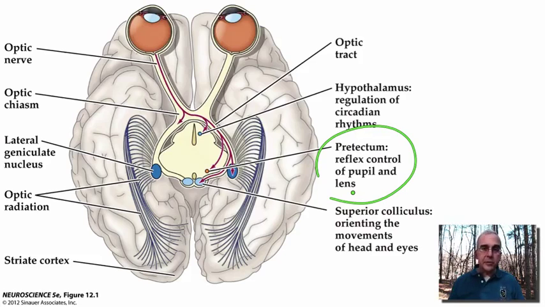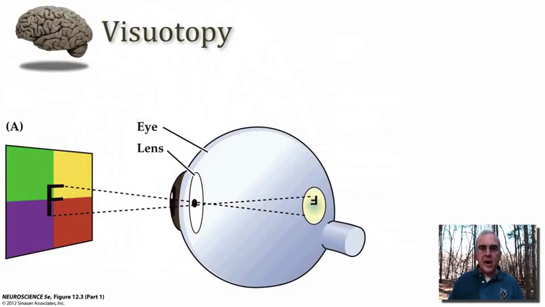We'll have a separate tutorial to talk in more detail about the circuitry of the pupillary light reflex, since it's such an important component of the physical examination. Now I want us to turn our attention to the topic of visuotopy. So the visual world projects onto the retina in the following way.